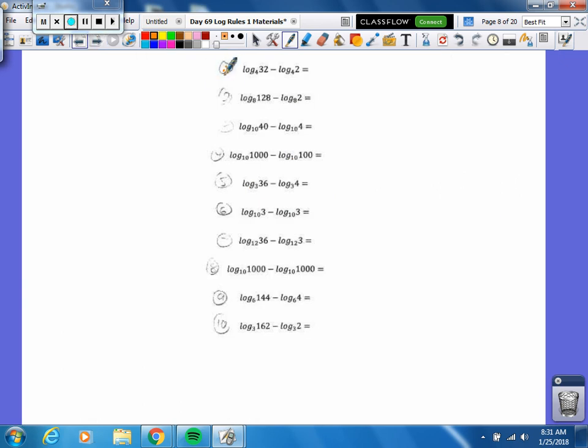So let's check this out. 4 to what power is 32? I don't know. 4 to the power 2 is 16. That's actually 4 to the half, or the square root. But an easier way: quotient rule. Log base 4 of 32 divided by 2, which is log base 4 of 16. 32 divided by 2 is 16. 4 to what power is 16? 2. Got it.